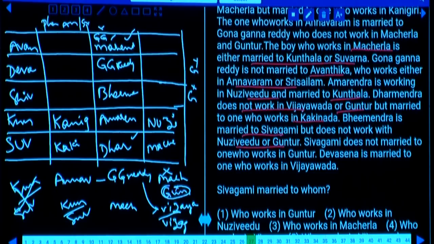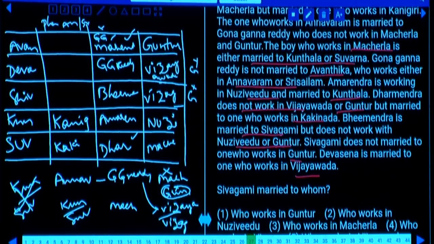The person in Guntur is Avantika. Avantika is Guntur, married to the person who works in Guntur. And now Bhimendra is married to Sivagami but does not work in Nujividu or Guntur. Sivagami does not marry the one who works in Guntur. Devasena is married to the one who works in Vijayawada. If this person is Vijayawada, this person must be Vizag.